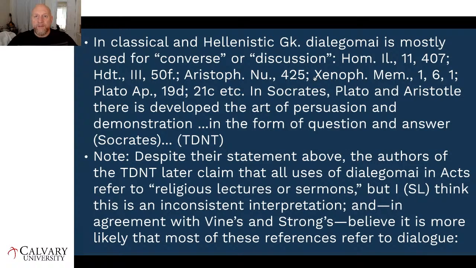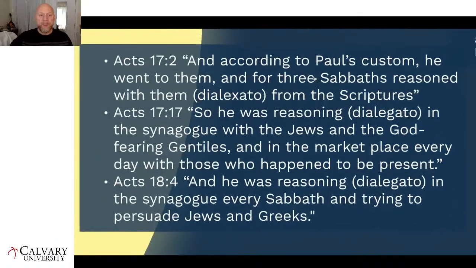there's a lot of paraphrasing. There's a lot of interpretation going on in these words. And so despite what they said in this one spot about the form of question and answer, and that's what this word means, they later try to make it lectures or sermons, which is a really strange inconsistency. But look at some more examples from Scripture.